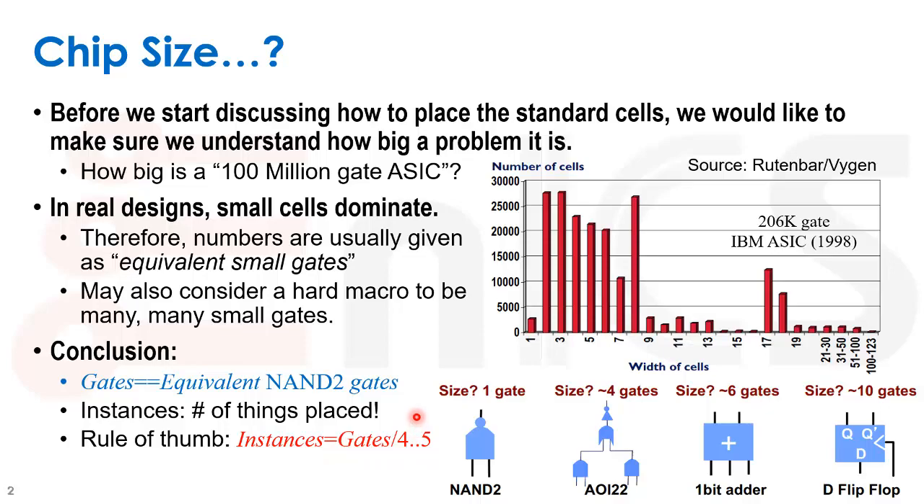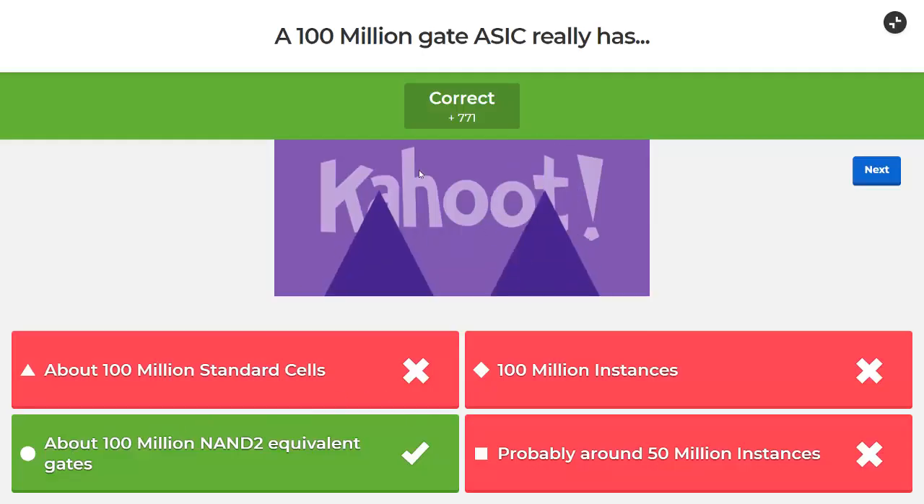So going back to our Kahoot, a 100 million gate ASIC really has about 100 million NAND2 equivalent gates, or at least that's the size. When I said probably about 50 million instances, that's only 100 million divided by 2. So we probably have fewer instances than that, something like 20 million instances.